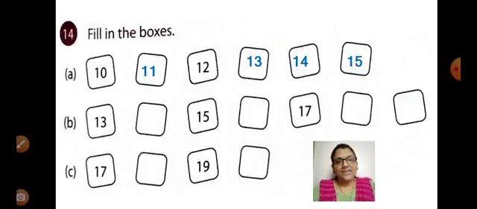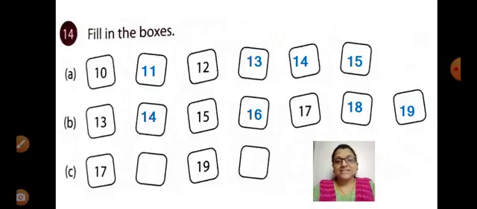Question number B. 13 is given. The next number is 14. Then next is 15. Next number comes 16, 17, then 18 and 19.